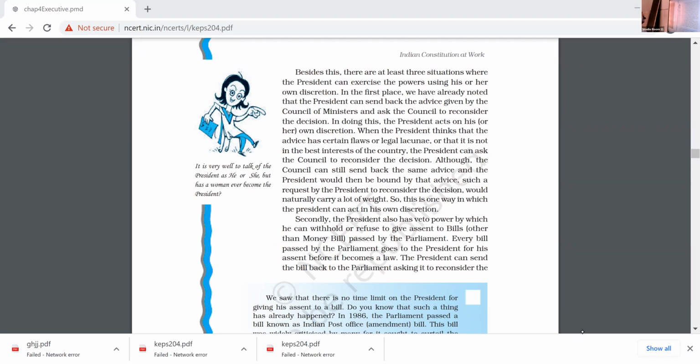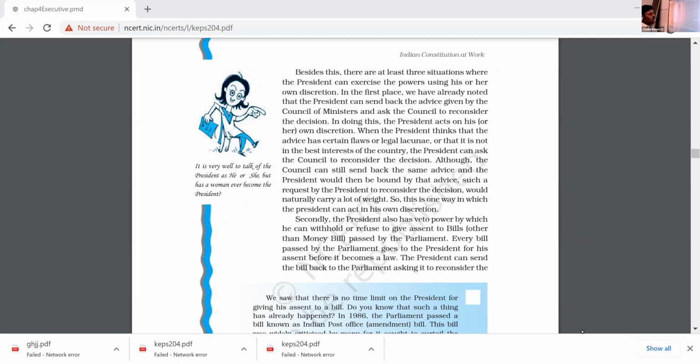In the first place, we have already noted that the president can send back the advice given by the council of ministers and ask the council to reconsider the decision. Okay, that's a discretionary power of the president. He can send back the advice to the council of ministers for reconsideration. That's his power. Okay, clear.